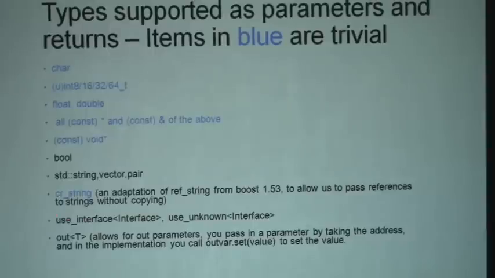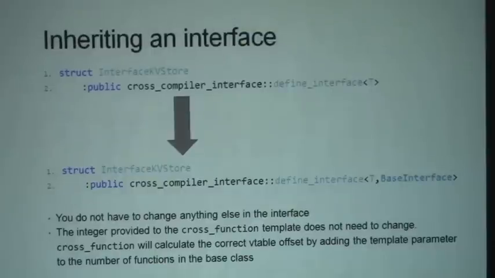And we can pass use interface and use unknown. We'll get to this later. And then we can pass an out T. We can do interface inheritance. So we can inherit from an interface and we just specify a base interface on the defined interface, it takes the default parameter that you can specify. You don't have to change anything else in the interface. You don't have to renumber your functions.